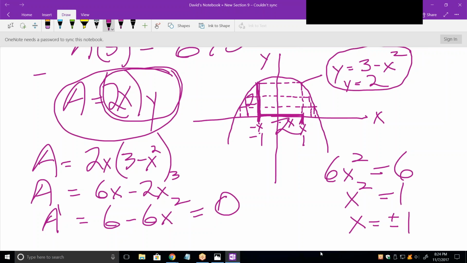Makes sense to me. For some reason, I remember solving this problem in the past. It seemed like I got plus or minus square root of 3 somewhere. But I don't know. I can't see any problem with my math here.